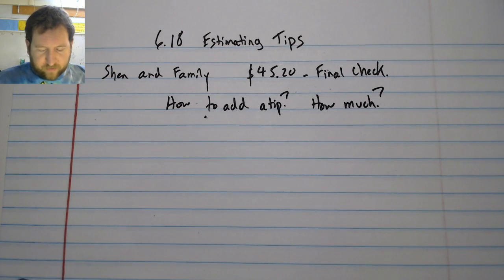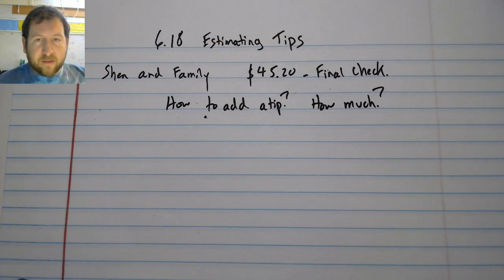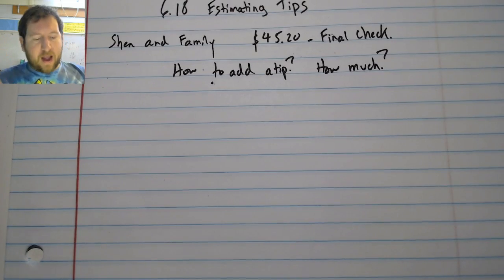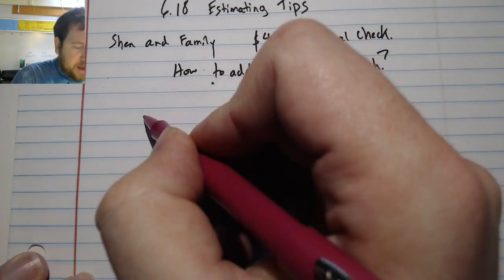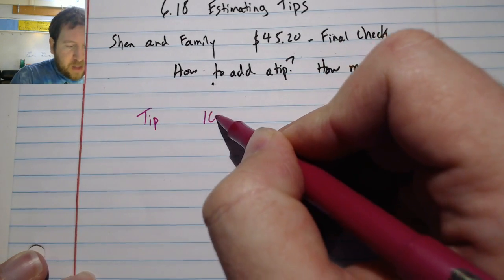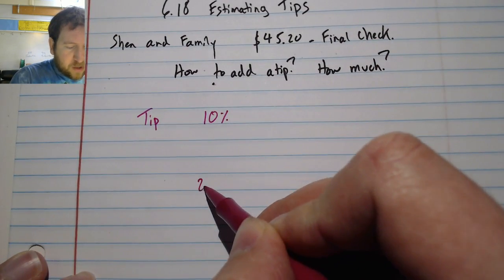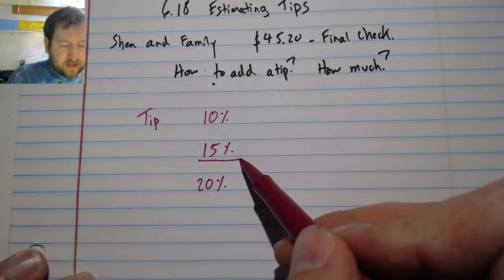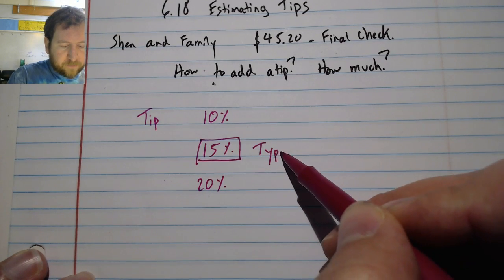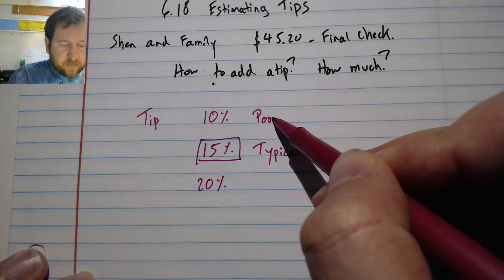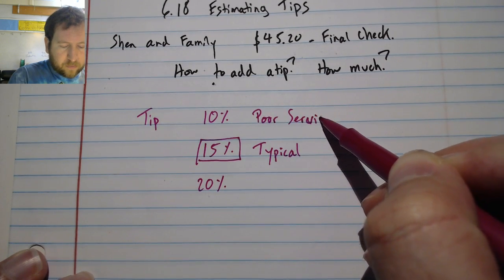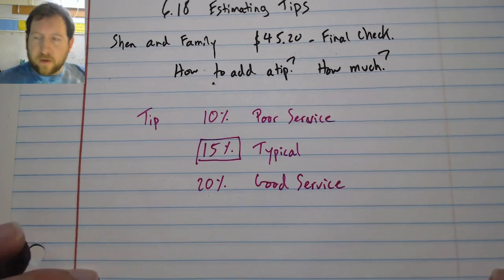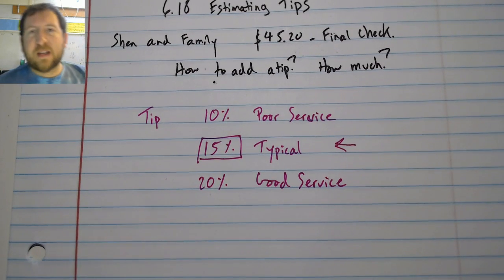Well, in the United States, we like to rely on tipping in a lot of different situations, especially in restaurants. And the kind of agreed upon rule looks like this. A tip typically ranges from 10% to about 20%, with the typical tip given as 15%. This would be typical. This would be for poor service. This would be for good service. So for most of ours today, we're going to be adding about 15% tip.